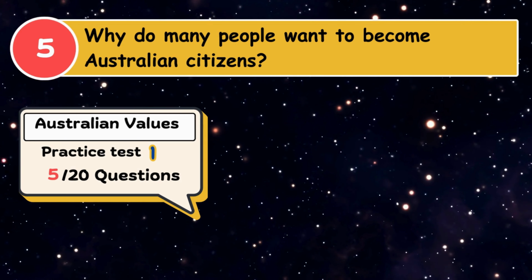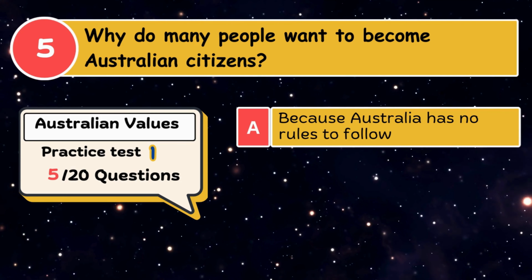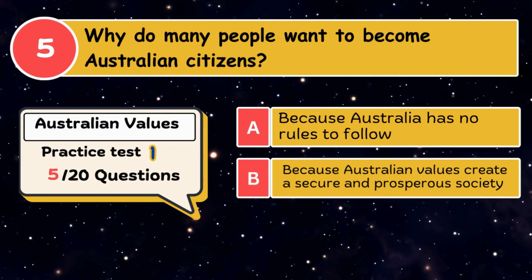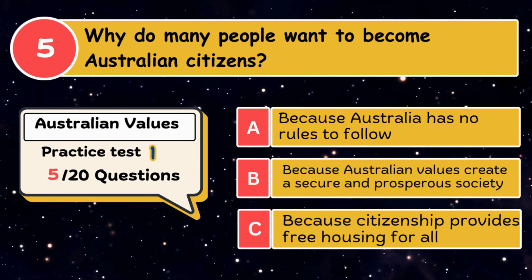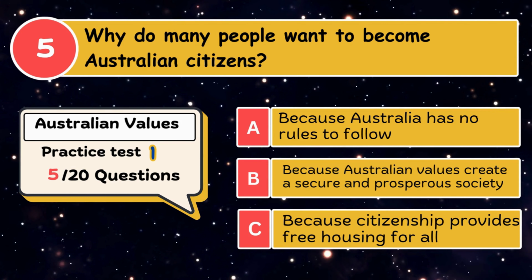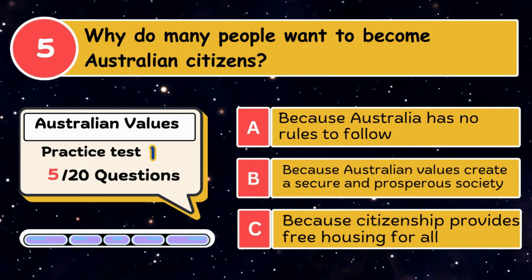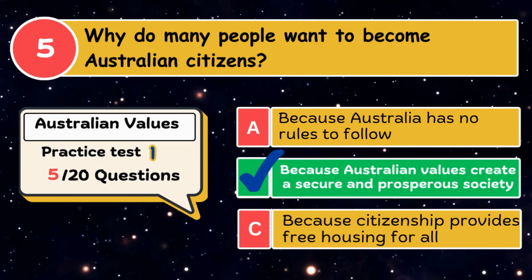Why do many people want to become Australian citizens? A. Because Australia has no rules to follow. B. Because Australian values create a secure and prosperous society. C. Because citizenship provides free housing for all. The correct answer is because Australian values create a secure and prosperous society.